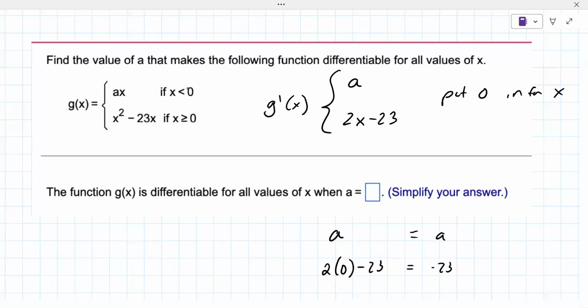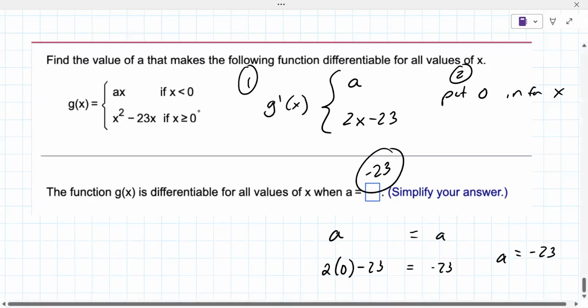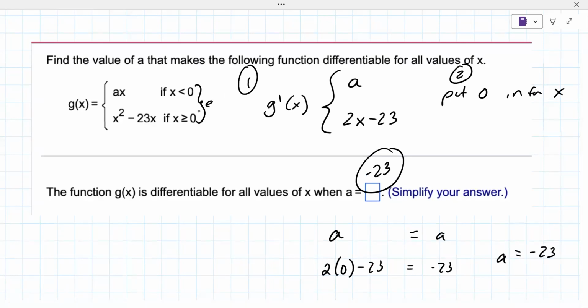And then you set them equal to each other. So a equals minus 23. The key here is just remembering to first take a derivative and then to put the number 0 in, whatever the boundary condition is, the edge condition there, and seeing what you come up with. Those look scarier than they actually are.